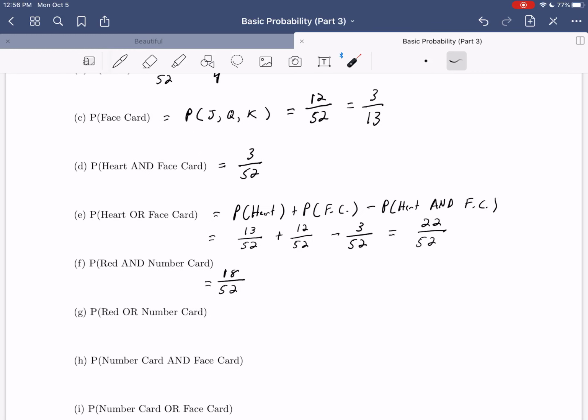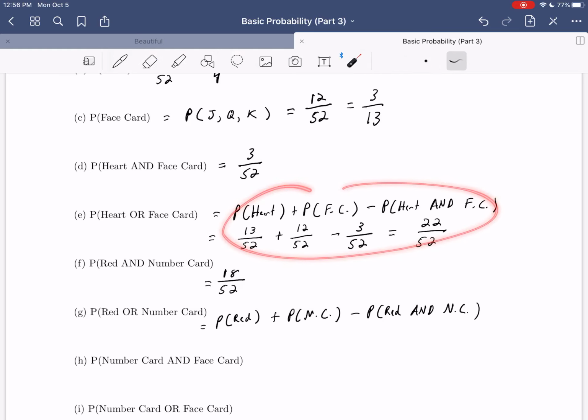All right, let's try the probability that we get red or a number card. Well, we can do the same thing. We can use the addition rule. We just found out that there's overlap between red and number cards, so we need to be careful here. So the probability of red plus the probability of a number card minus the probability of red and number card. Now this time, unlike what we did back up here, we don't already have the answers for these, but we can just go calculate them.